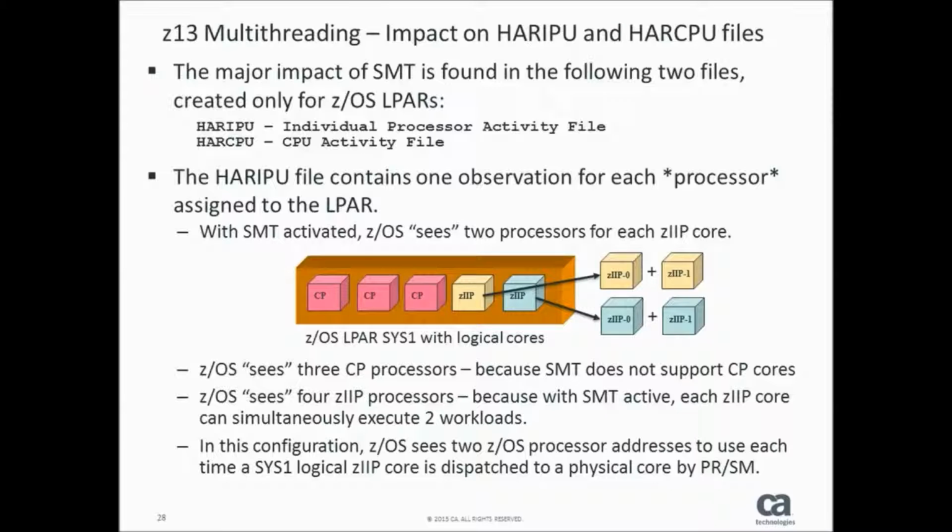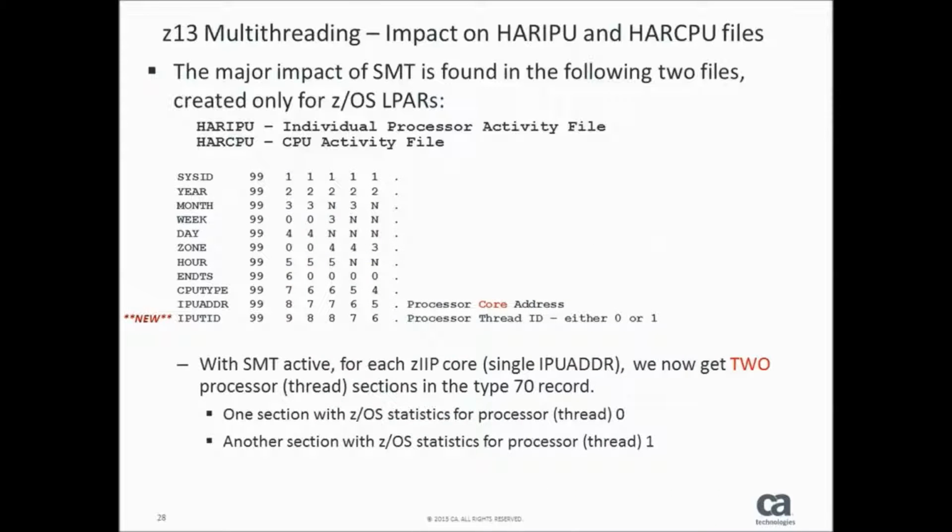So z/OS, when you turn SMT on for this SYS1 LPAR, is going to continue, as he always did, to see 3 CP processors that he can dispatch CP work to, but he's going to see 4 zIIP processors he can dispatch work to. Each time one of those zIIP processors gets put on a physical processor by PR/SM for SYS1 to do stuff, z/OS is going to see 2 processors he can dispatch ready work to. Your TSO session is ready. He could dispatch him to the zIIP0 processor or the zIIP1 processor. So that's a big change.